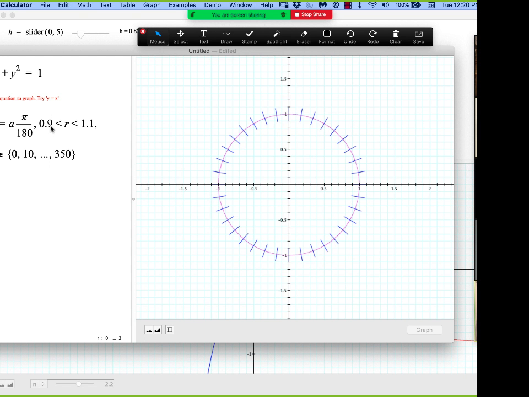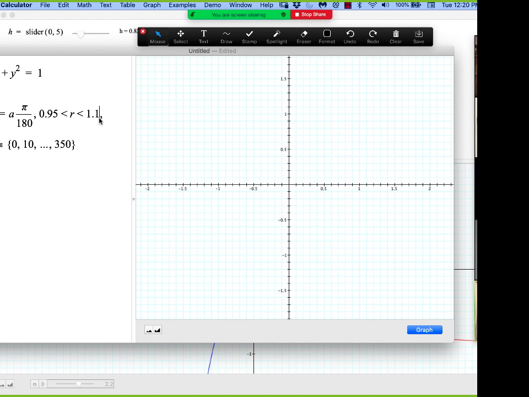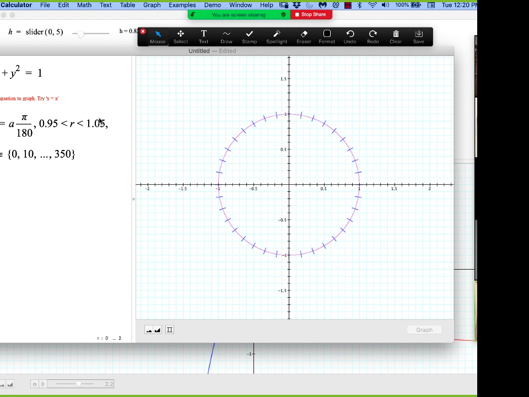I think they're a little too long, so I'm going to go 0.95 to 1.05. That's feeling like what I wanted. Those are the lengths that I wanted. Okay, any questions on that? So this is the idea of repeated elements. You can graph something that has a pattern to it in one command line rather than 30 math lines. Any questions on that? Okay, so then the next thing is piecewise functions.